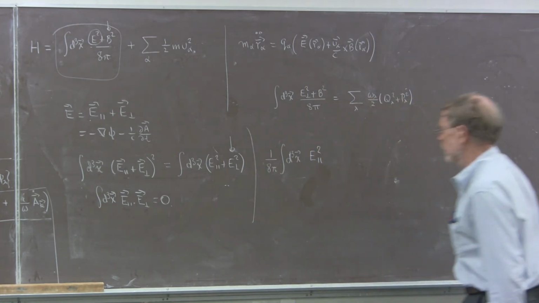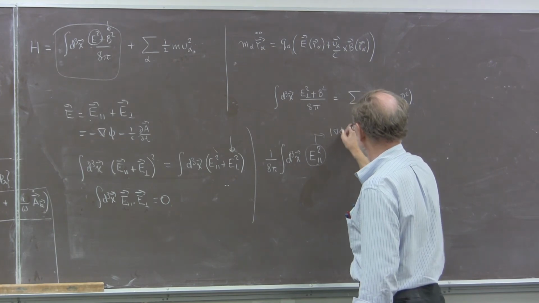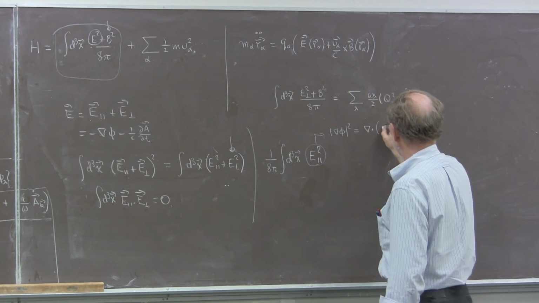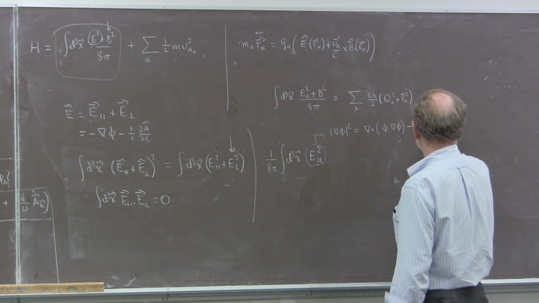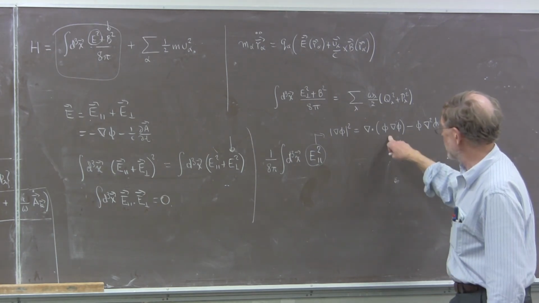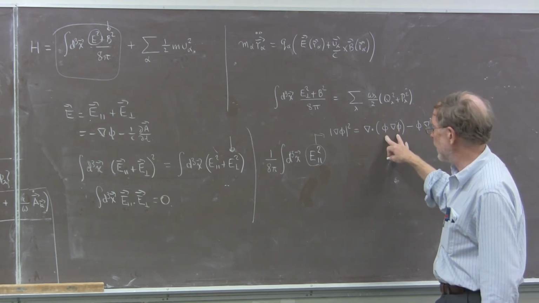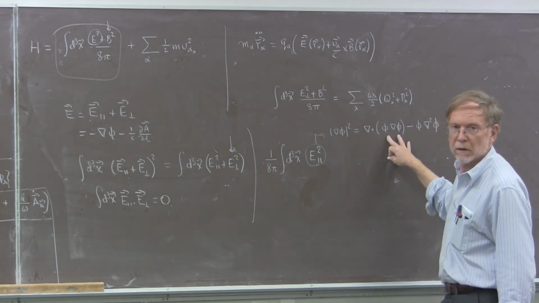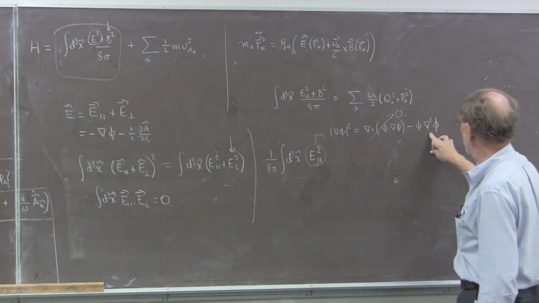Well, E longitudinal squared is, of course, the same thing as the gradient of phi squared. And this can be written by vector identities as the divergence of phi times grad phi minus phi times del squared phi. This is really a kind of integration by parts. As far as the divergence term is concerned, we are assuming that all fields die off at infinity. So by applying Gauss's law, this volume integral can be transformed into a surface integral which goes to 0. And so this first term goes out. What's left over is minus phi del squared phi.